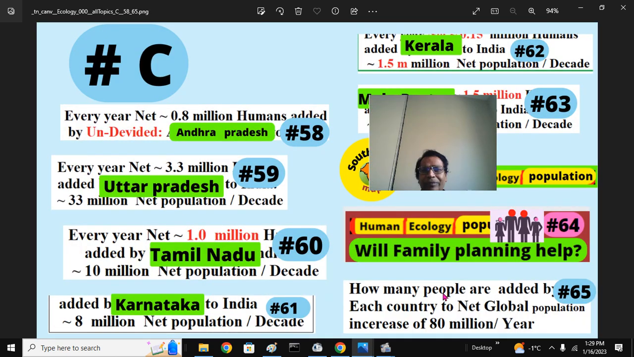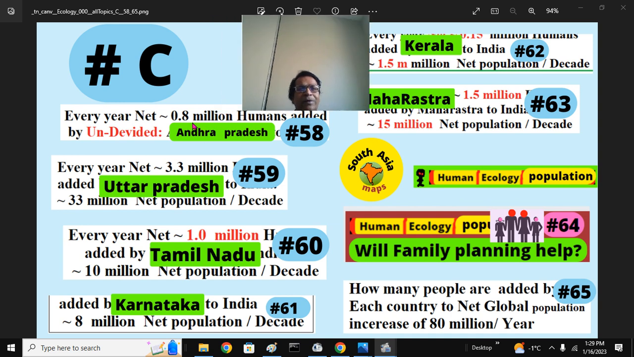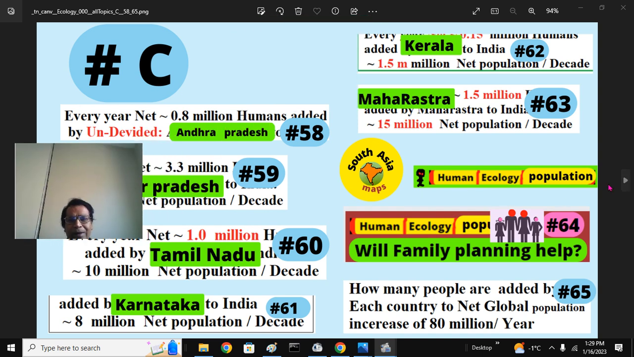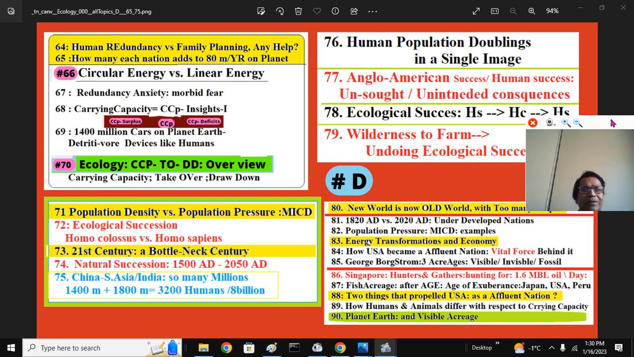And I have also added in our human population ecology, human ecology series, in part C, this is how many people are added. Telugu speaking state adds around 8 million per decade. United Province adds 33 million per decade. Tamil Nadu adds 1 million per year, means 10 million per decade. Karnataka adds so many millions. So you can go and look at it. That gives a very good perspective. These are human ecology series.